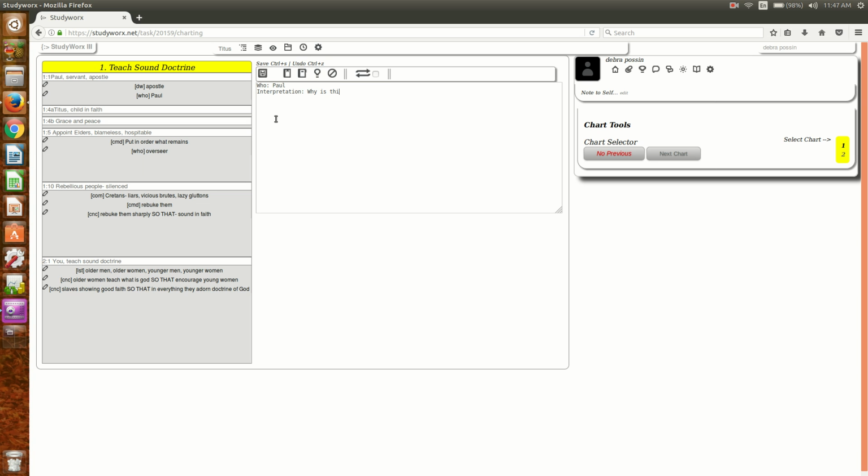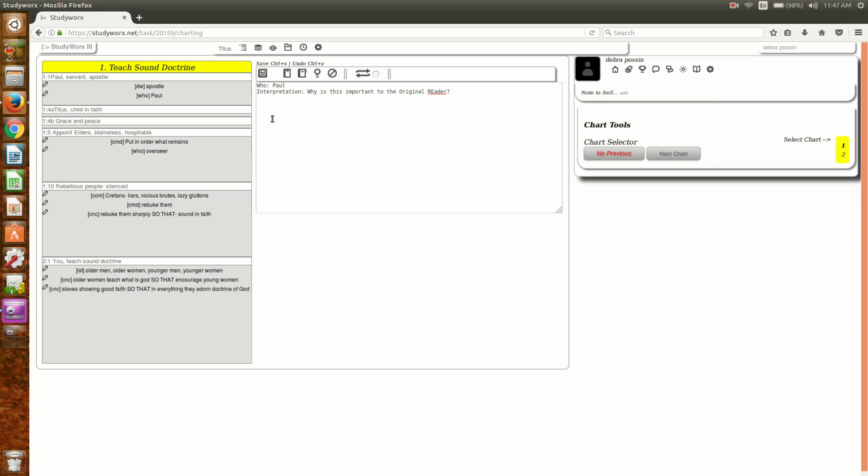Why is this important to the original reader or the original audience? The original reader or the original audience are the people that received the letter. Remember, the books of the Bible are not written to us. They're written for us, but not to us. They were written to specific people or people groups. In the case of Titus, this letter was written to Titus. It wasn't written to you. So why is this important to the original reader?